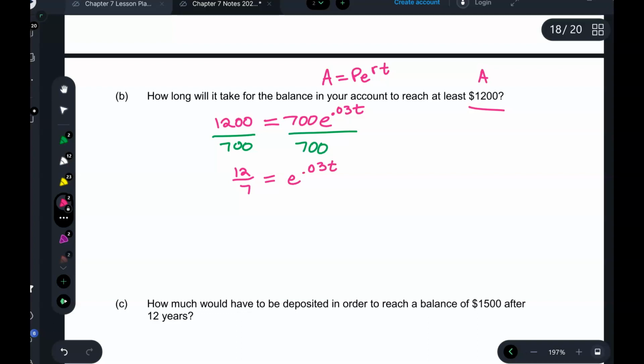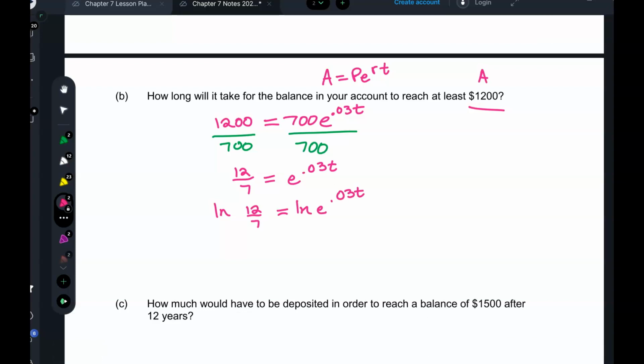Okay, what did we do on the previous page when we had to solve for the exponent? How do you get rid of the e? What cancels out an e? The LN. Right, whatever you do to one side, you have to do to the other to balance the equation out.